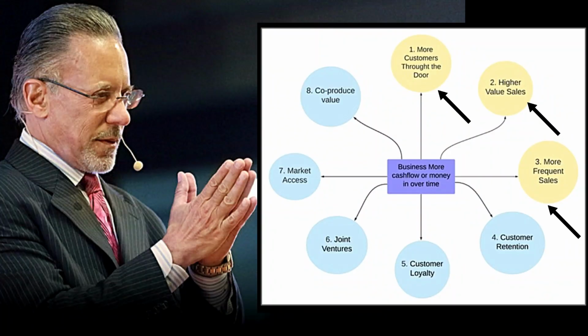Welcome, ladies and gentlemen. In this lecture, I will be providing an overview of the three dimensions which J. Abraham talks about. As mentioned before, the in-depth explanation and analysis of these three dimensions will be done in section 7. So the first three dimensions mentioned by J. Abraham are number 1, more customers through the door, number 2, higher value sales, and number 3, more frequent sales.